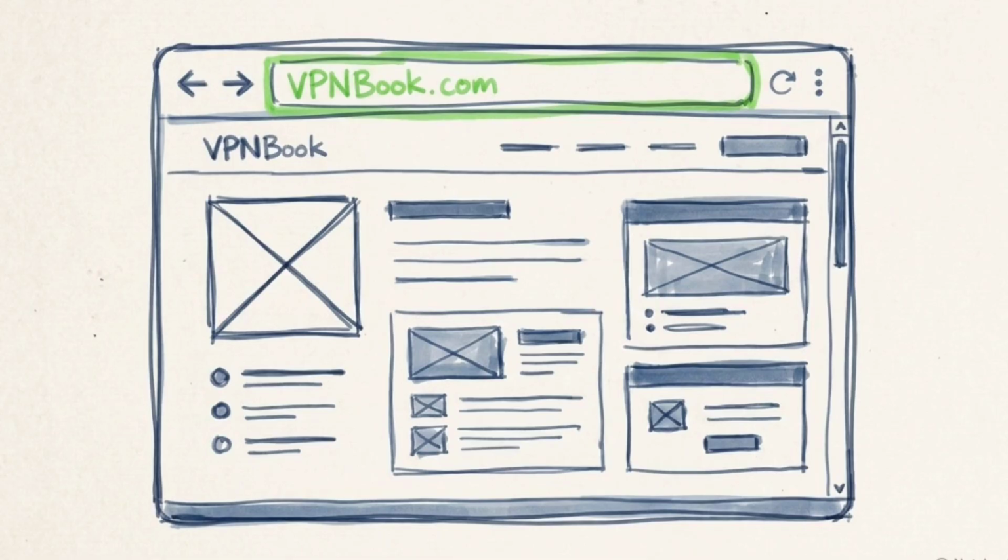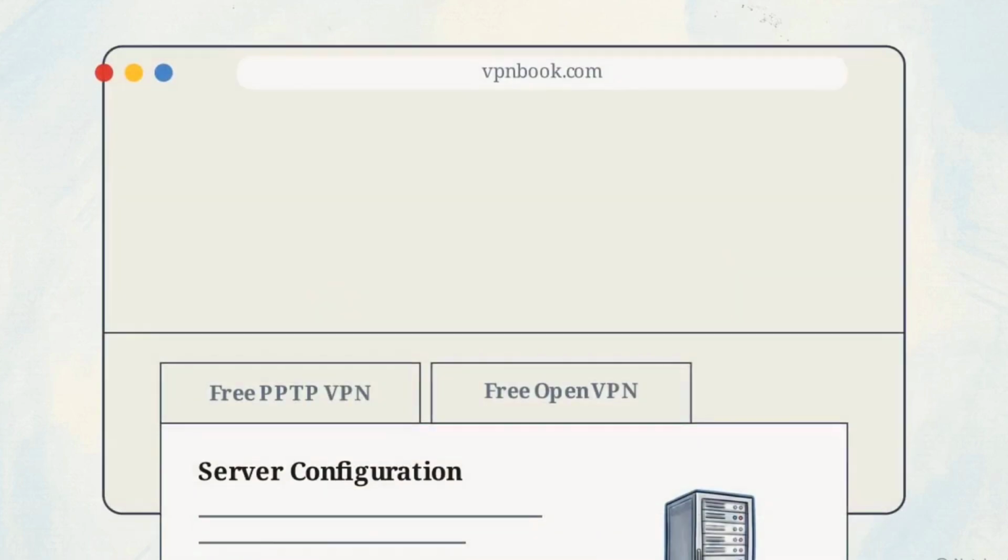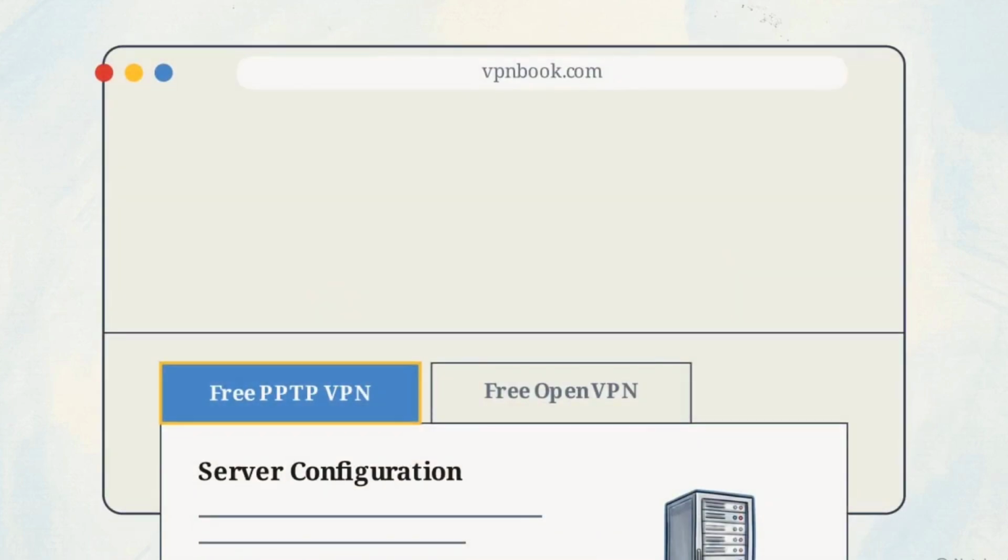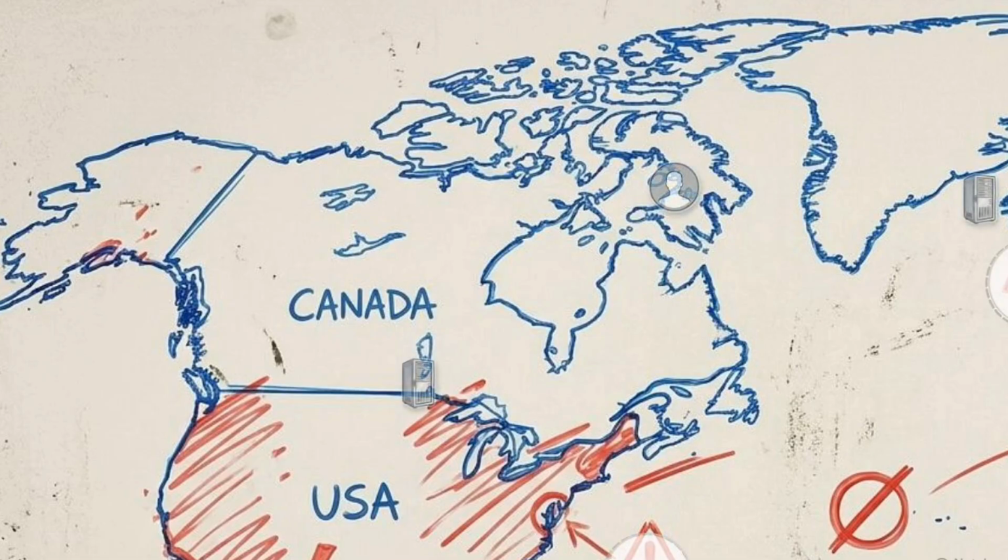Now we need the server data. Open your browser and head to VPNBook.com. You need to select the free PPTP VPN tab. To ensure that this specific setup works, avoid the Open VPN tab. You will see a list of server options.